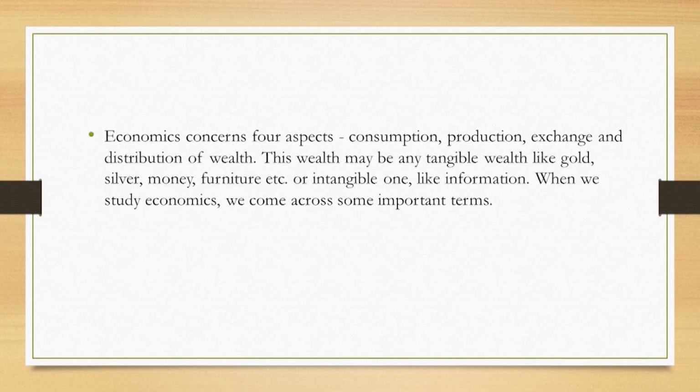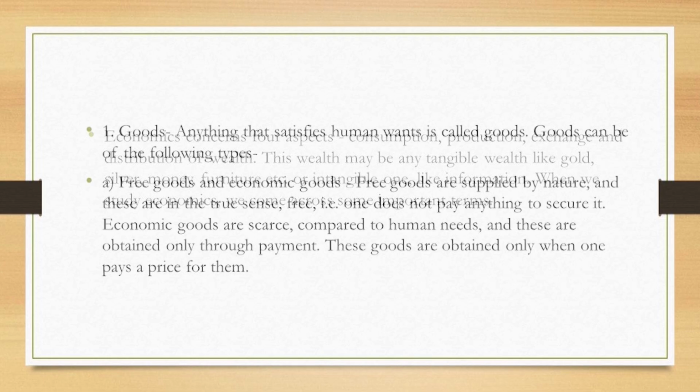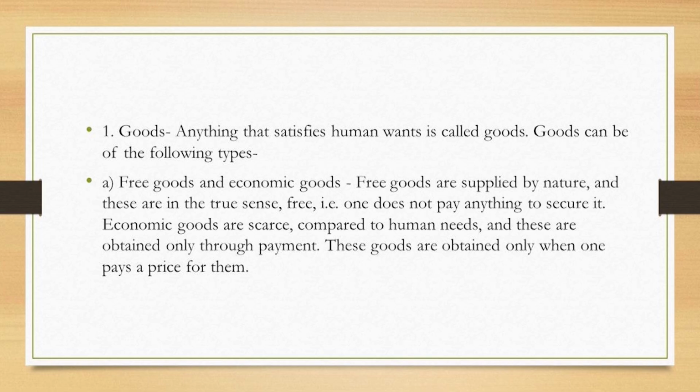Economics concerns four aspects: consumption, production, exchange, and distribution of wealth. This wealth may be any type of tangible wealth like gold, silver, money, furniture, etc., or an intangible one like information. When we study economics, we come across some important terms. Number one, goods. Anything that satisfies human wants is called goods. So, goods can be anything which will obviously satisfy human needs or wants.